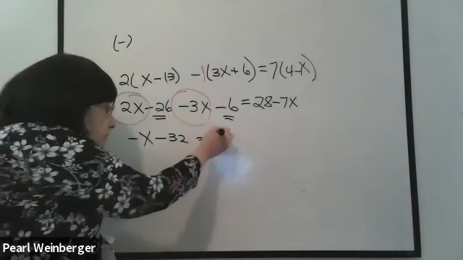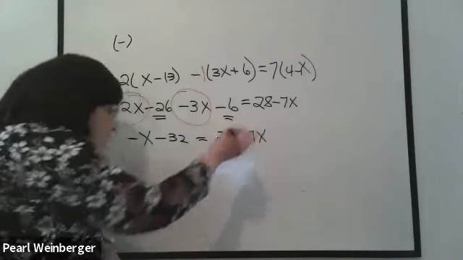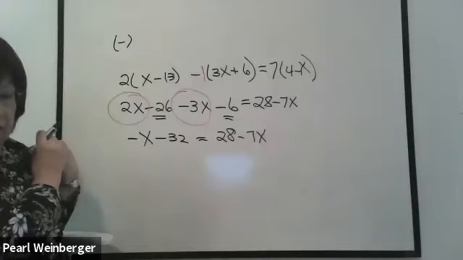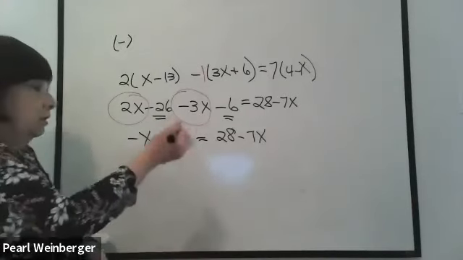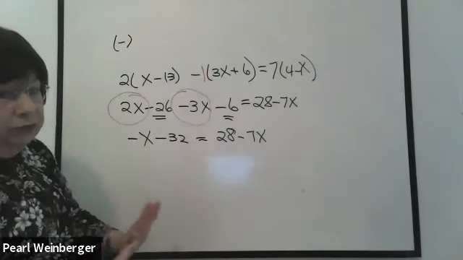On the other side, we still have 28 minus 7x. So now we want to bring the x's over here to the left side, and we want to bring the numbers to the right side. So I'm first going to deal with the x's. It doesn't make a difference. You can deal with the numbers first or the variables first.